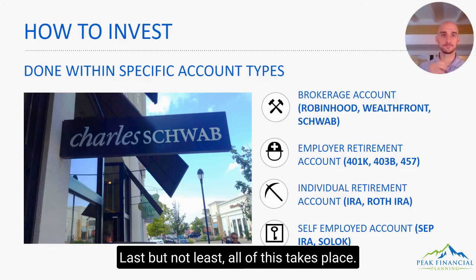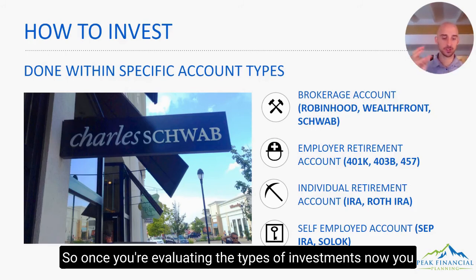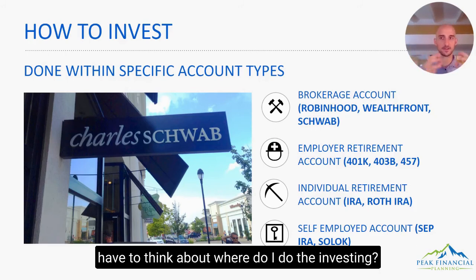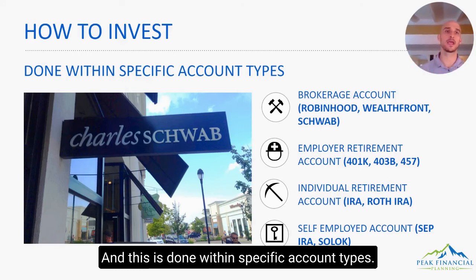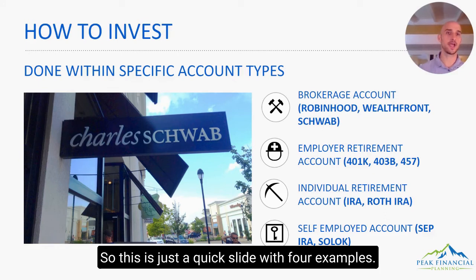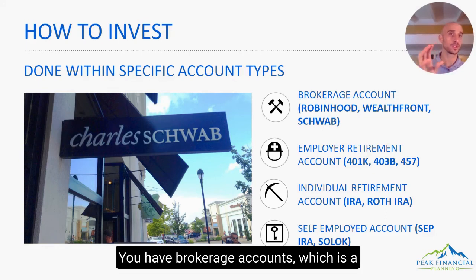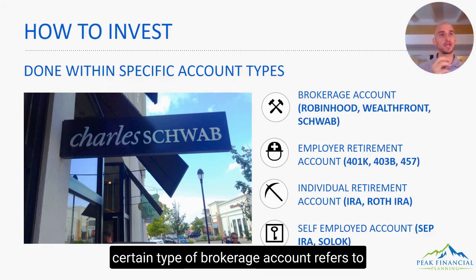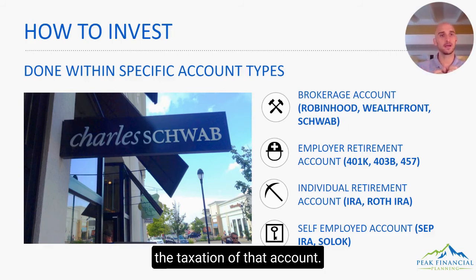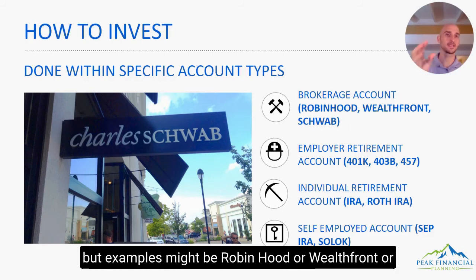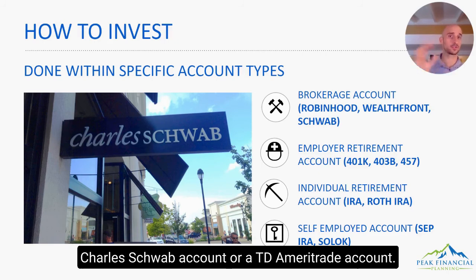Last but not least, once you're evaluating the types of investments, now you have to think about where do I do the investing? And this is done within specific account types. So this is just a quick slide with 4 examples. You have brokerage accounts, where the type of brokerage account refers to the taxation of that account. And again, we won't go into detail on that, but examples might be Robinhood or Wealthfront or a Charles Schwab account or a TD Ameritrade account.